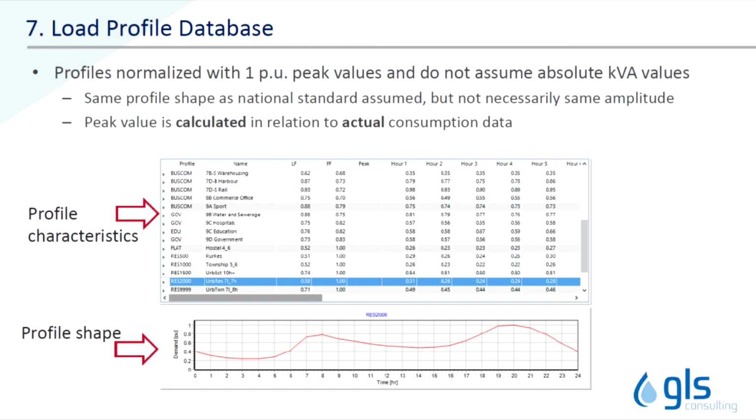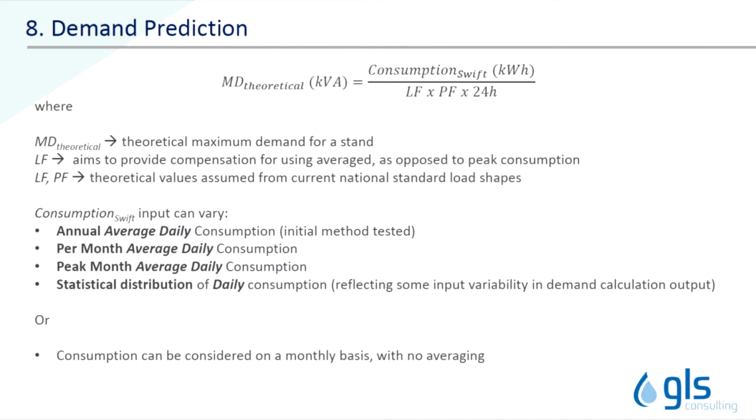The way we do this is by employing this equation here, where we calculate the theoretical maximum demand for a stand by taking the consumption of the stand, dividing it by the load factor times the power factor times the 24 hours in a day. The load factor aims to provide compensation for using averaged as opposed to peak consumption. As I've mentioned, the load factor and power factor values are theoretical values assumed from the Eskom GLF standard.